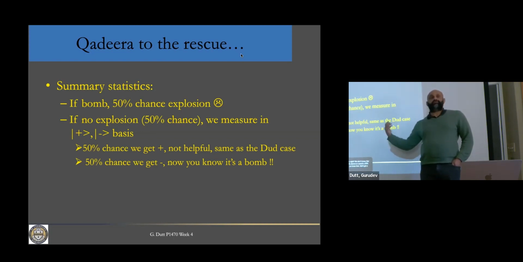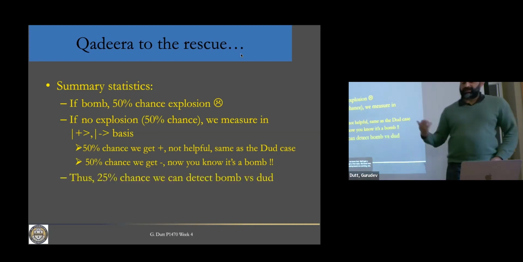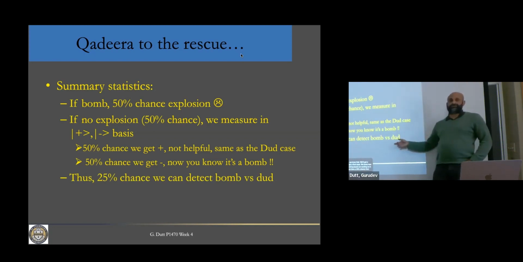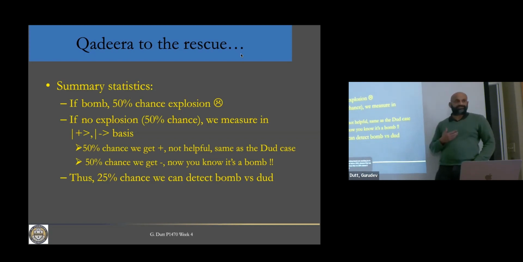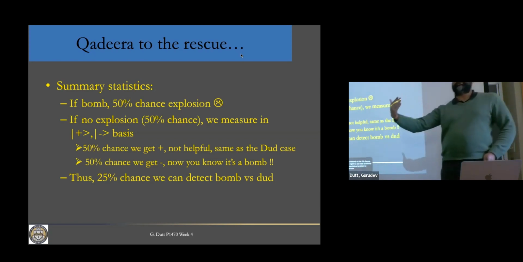If we get a minus state, we know now that there was a working bomb or working Turing machine. So we have a 25% chance that we can detect bomb versus dud. Now, 25% doesn't seem great, but relative to the 0% chance, it is infinitely bigger, right? So we made an infinite speed up of our computational problem by simply being able to solve it, with 25% of the time.